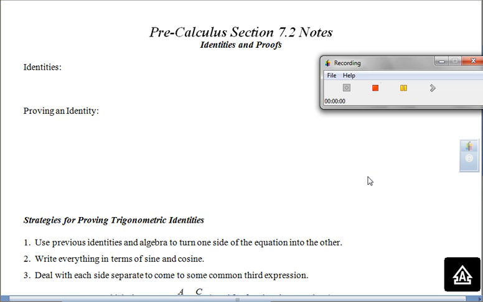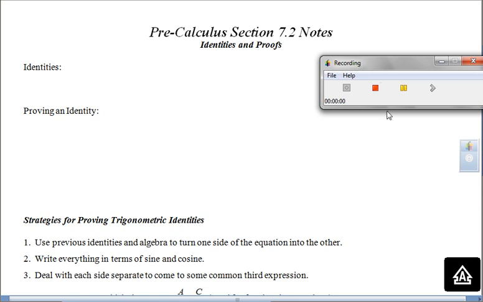Okay, so this is section 2, some more trig identities, and we're going to use our basic trig identities, our reciprocals, and the Pythagorean theorem identities that we saw in 7-1 in order to verify or prove additional identities. And a couple of rules when we're doing that.